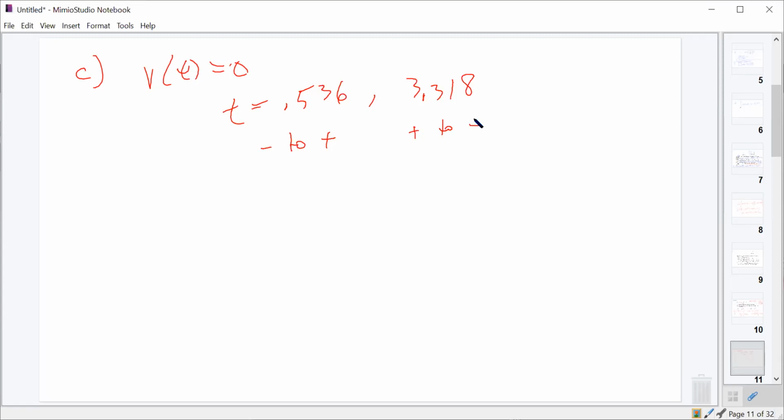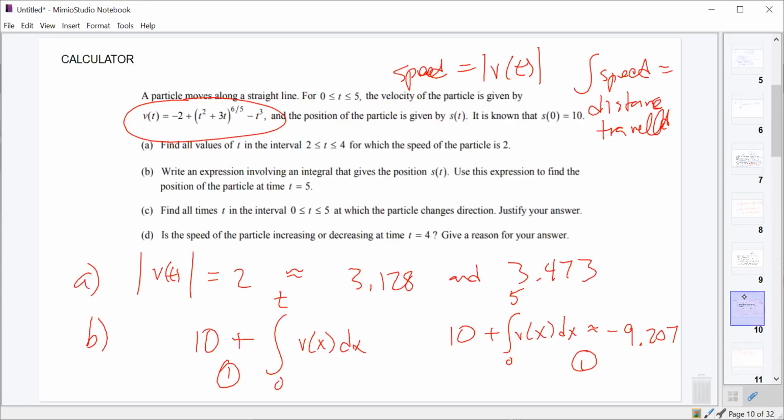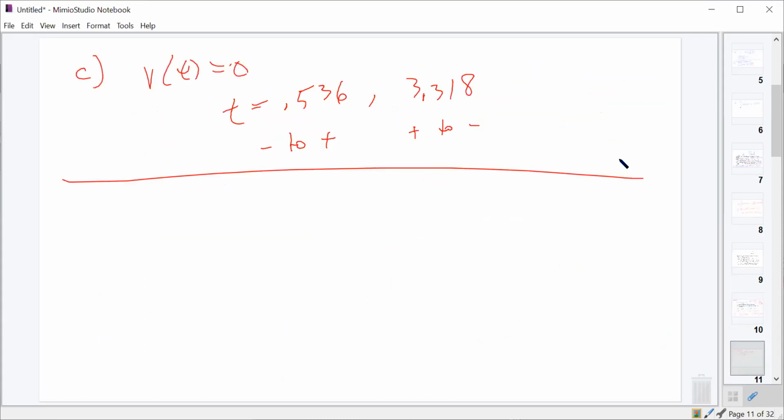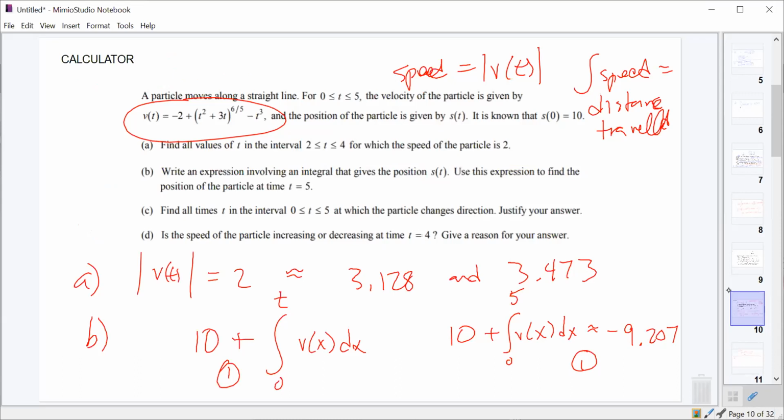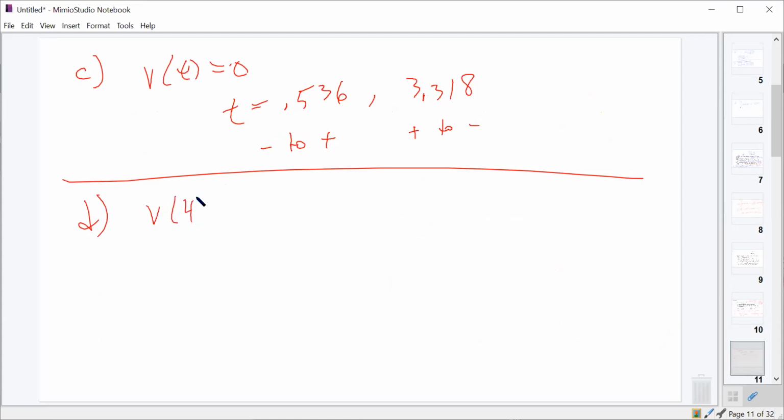And then part D, is the speed of the particle increasing or decreasing at t equals 4? So remember that speed is increasing if the velocity and acceleration have the same sign, and decreasing if they have opposite signs. So at 4, we'll find v of 4, which I don't think we found any other time, did we? What's v of 4 come out to be?